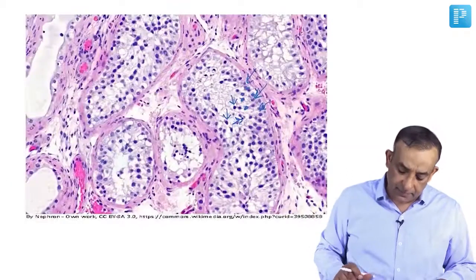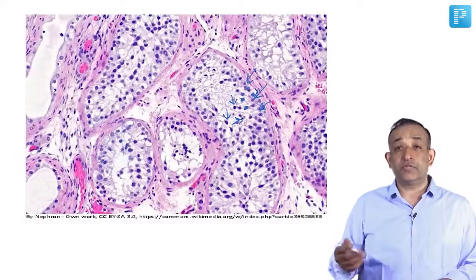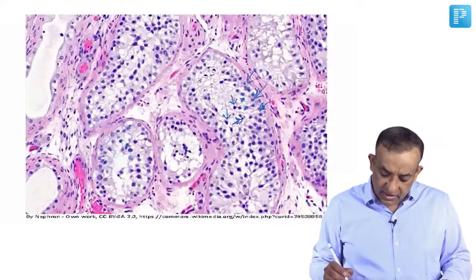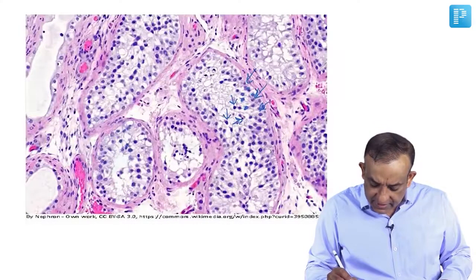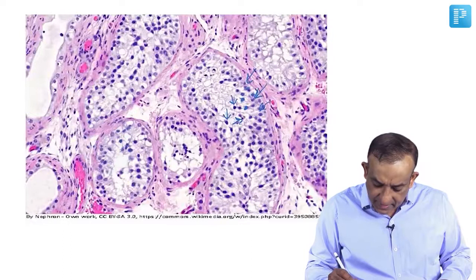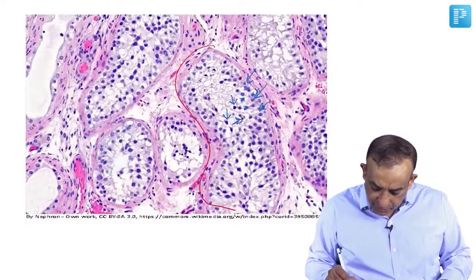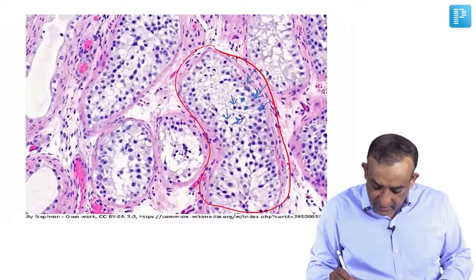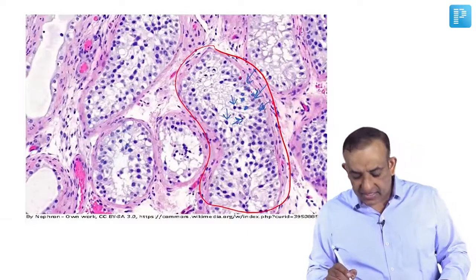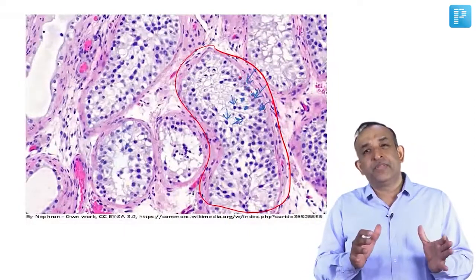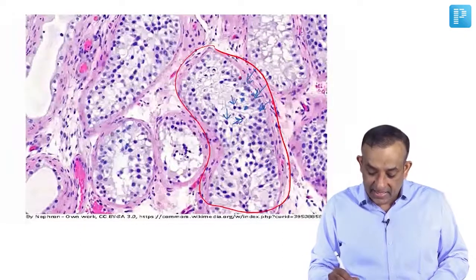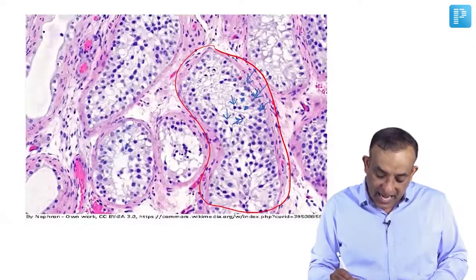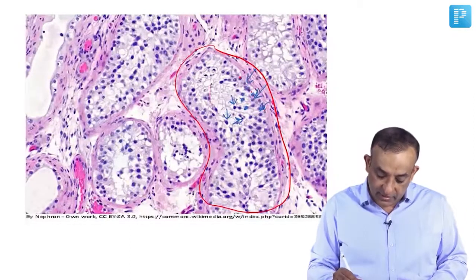So let's see this cut section of the seminiferous tubules in more detail. In this cut section, I've marked some arrows to show you. Can you see these dark cells here? This is the seminiferous tubule, and these dark stained cells are the basal Sertoli cells which are making the primary spermatocyte, and then the adluminal Sertoli cells. Adluminal means next to the lumen. See, this is the lumen.